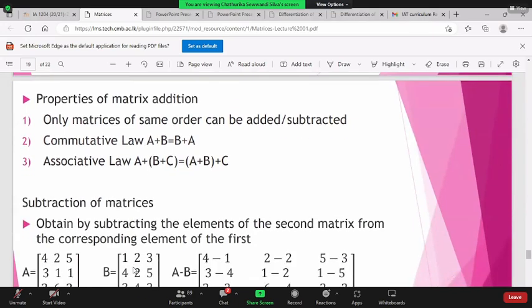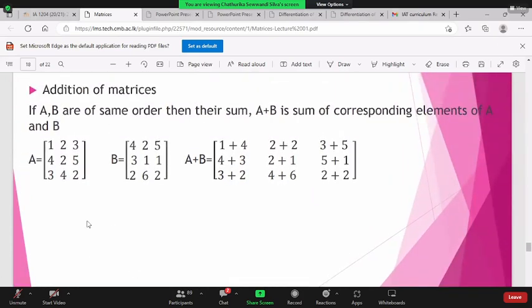Properties of matrix addition. Only matrices of the same order can be added or subtracted. Then the commutative law holds for matrix addition. What do you mean by the commutative law? The commutative law means that the answer of A plus B is the same as B plus A. So there is one operation under matrices which violates the commutative law. What is that? There is a matrix operation that violates the commutative law. What is it?